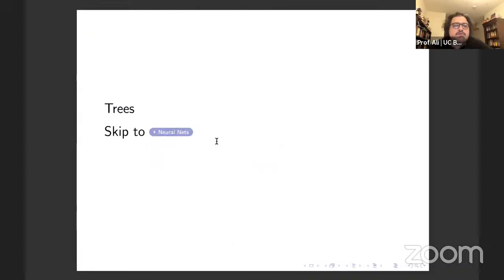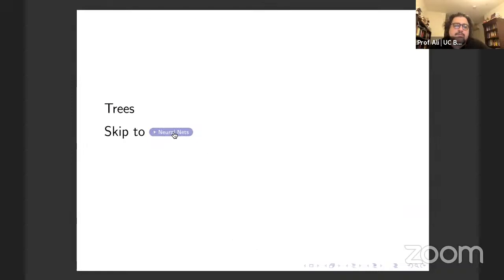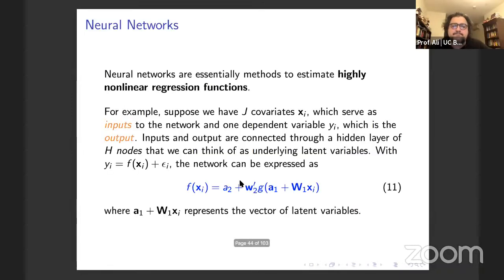Okay, so as I said, I want to talk about trees as well, but I don't have enough time, so just a little bit about trees, and then I will talk about neural nets. In trees, it is the same thing. Remember, yi is equal to f(xi) plus epsilon. We are looking for a set of functions, but this function now is not linear. We are looking for step functions. So it's more nonlinear, and as a result, we have a better out of sample prediction. So let me pass trees and go to neural nets.